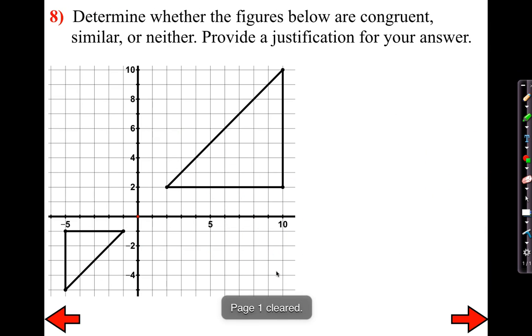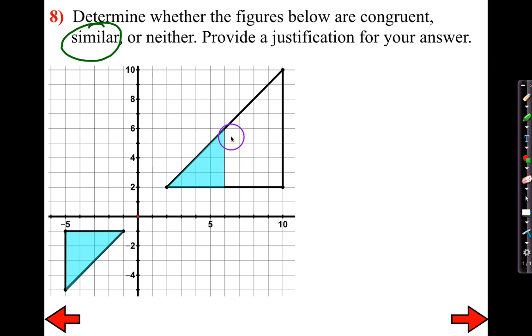So now it says, determine whether the figures below are congruent, similar, or neither. Provide a justification for your answer. Well, first of all, I can prove that they are similar if I can manage to show there's a sequence of transformations that include dilation. So the first thing I am going to recognize is, hey, it's a 180-degree rotation. From there, it looks like the length here was 4 and then it went to 8. So automatically I'm thinking it's definitely doubled.